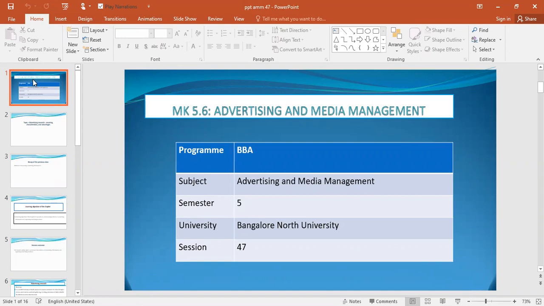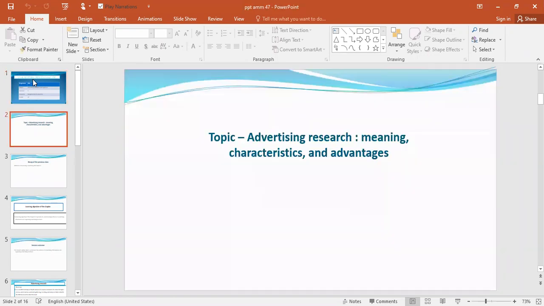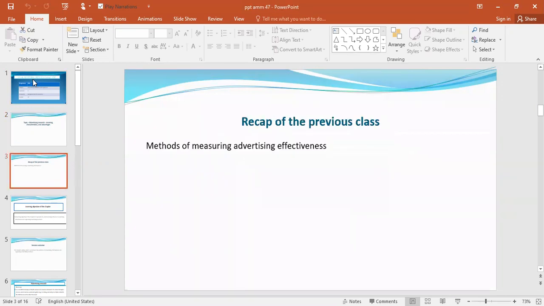The session for today's discussion is session 47 of Advertising and Media Management for 5th SEM BBA students of Bangalore North University. The topic for today's discussion is advertising research. In this, let us try to know the meaning, characteristics, and advantages of advertising research.